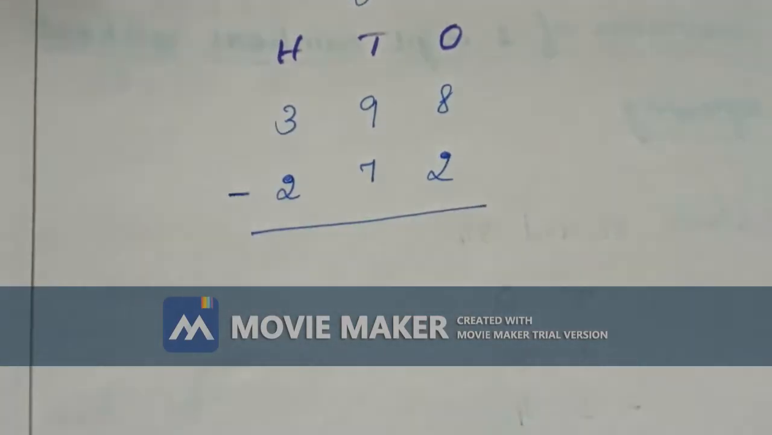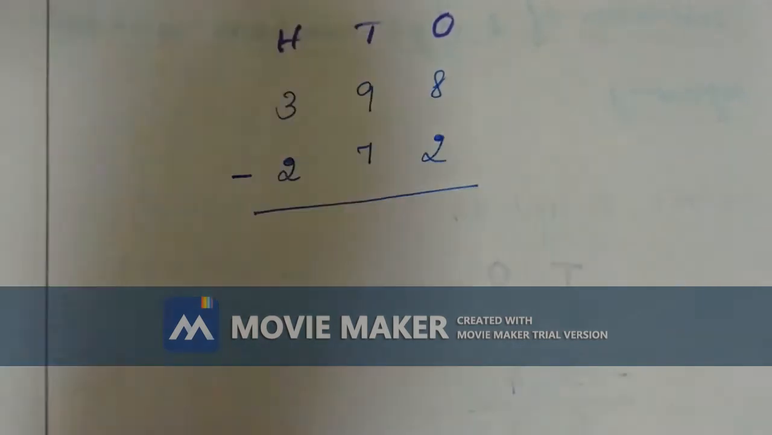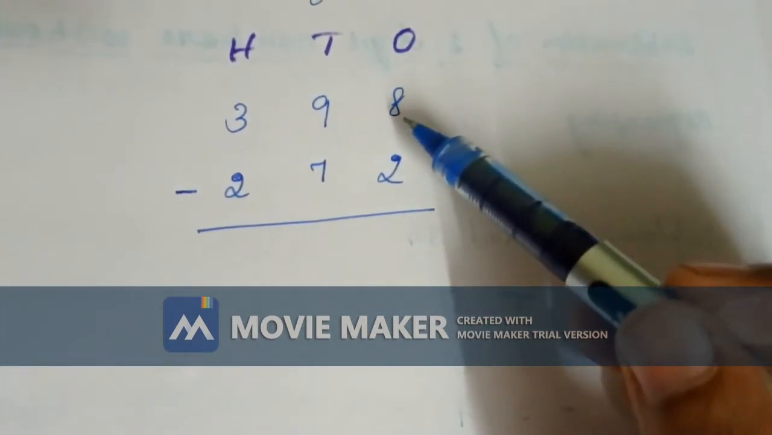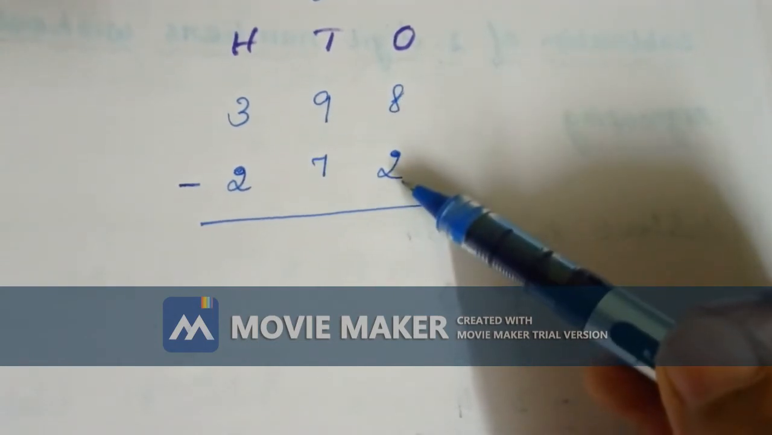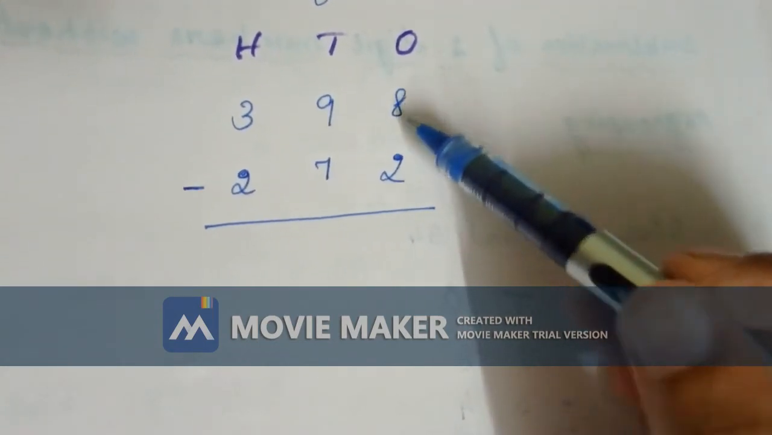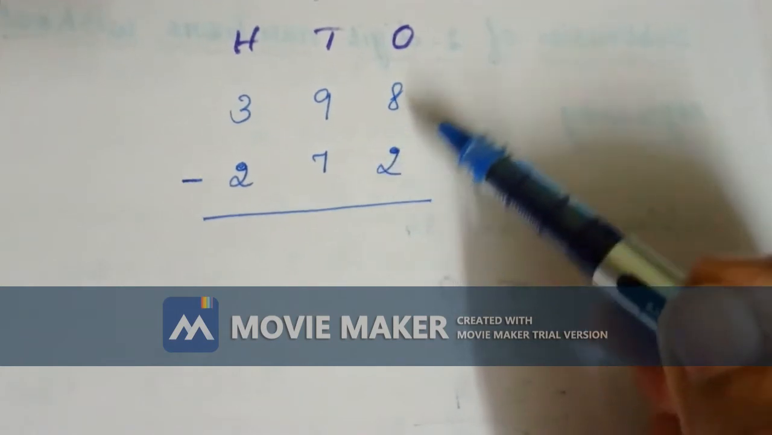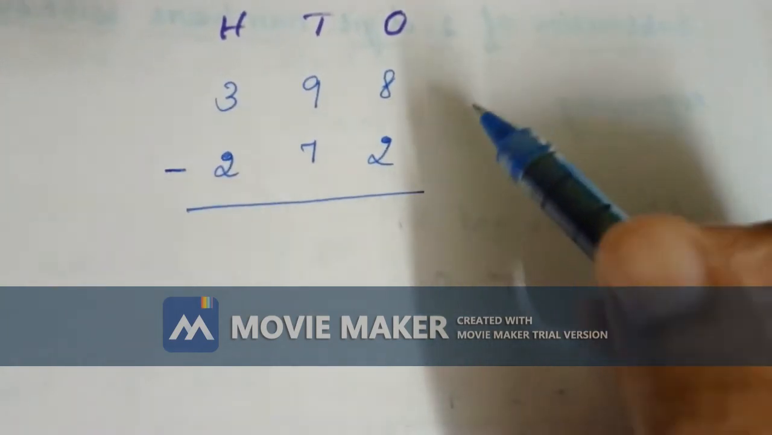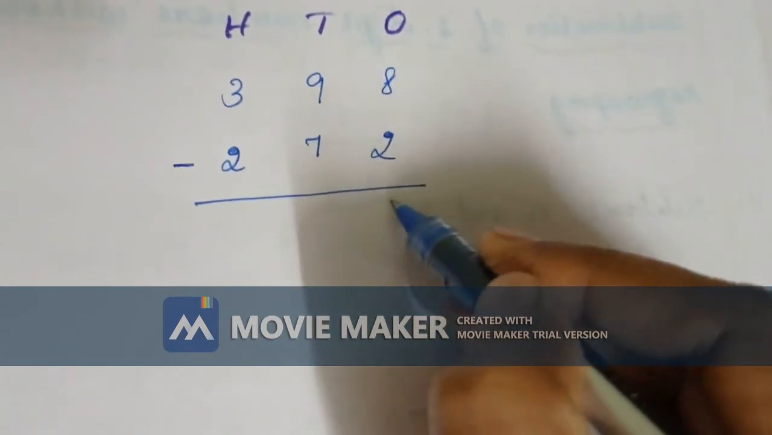Okay. Now we have to subtract the values from the ones place. Here the ones place values are 8 and 2. The bigger number is 8 and the smaller number is 2. So please subtract 2 from 8. So we can get 6.